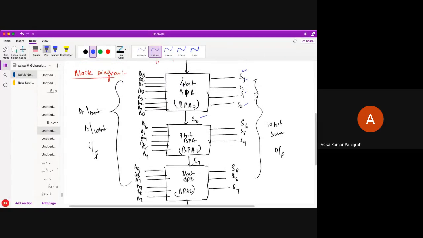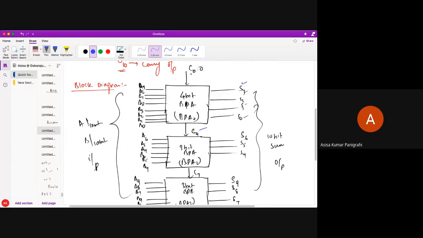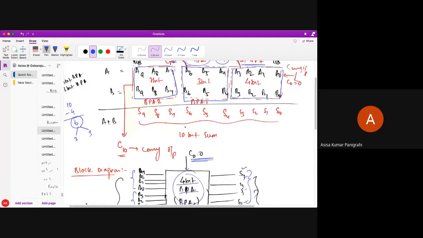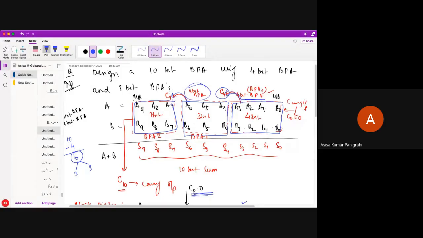C0 is the input carry, which I have told you about, because I am going to design with the help of this BPA using full adders. So I have taken C0 here. A3 A2 A1 A0, 4 bits of A, and 4 bits of B are going to be added with the 4-bit BPA, which provides sum S3 S2 S1 S0, and finally provides carry output C4, which will be propagated to the next BPA, which is the 3-bit BPA.